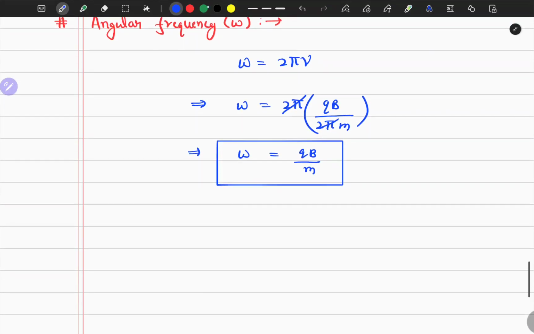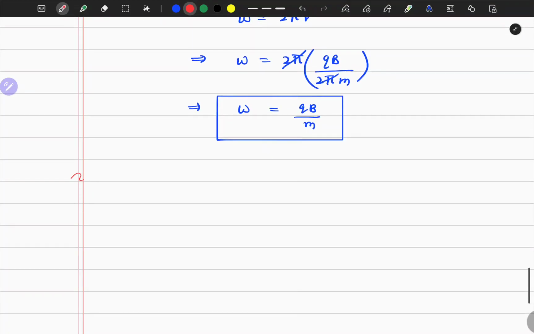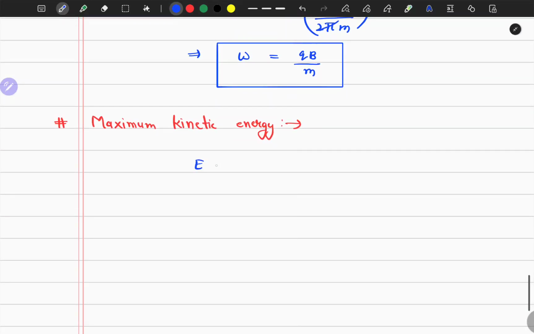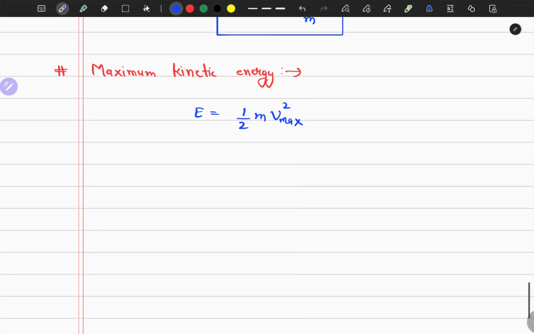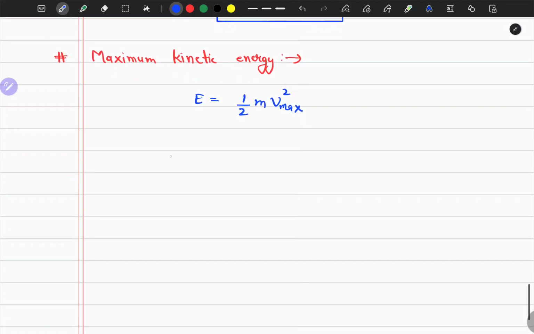And from here we can calculate the maximum kinetic energy which a charged particle gains after which it will hit the target. Maximum kinetic energy. How is kinetic energy calculated? What is the formula for kinetic energy? We all know E equals half m v square, not v square actually, v max square, because we need to calculate the maximum kinetic energy, so velocity should be maximum.